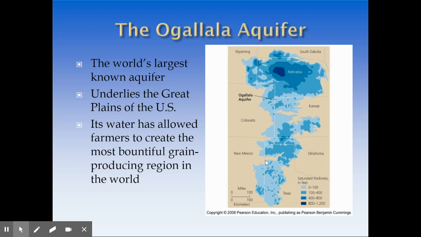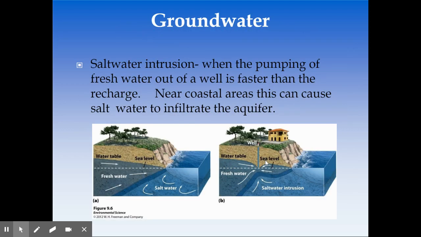Now, a very famous aquifer we should be familiar with is what's known as the Ogallala Aquifer. It's the world's largest known aquifer, and it's located in the United States, specifically underneath the Great Plains. Its water has allowed farmers in that area to create very bountiful crops and grain, and it pretty much produces most of the grain we find around the world. So we have to make sure that we take care of these aquifers, especially if they're going to be providing water for all of the crops that we highly depend upon for our diet.